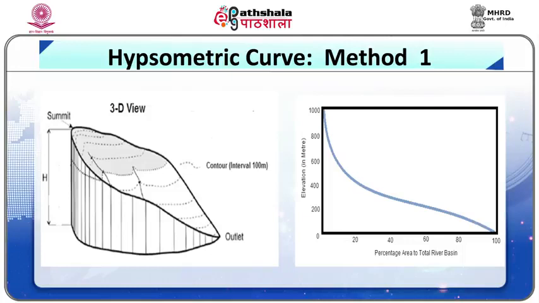Here the diagram shows the percentage of surface area above each contour in a river basin. The more mature the river, the hypsometric curve is more concave. From the curve, we can know which part of a river basin is more or less eroded in comparison to other part. In the second method, the relative height is taken on y-axis and relative areas is taken on x-axis.